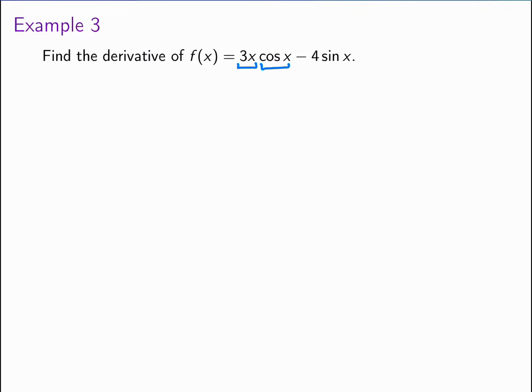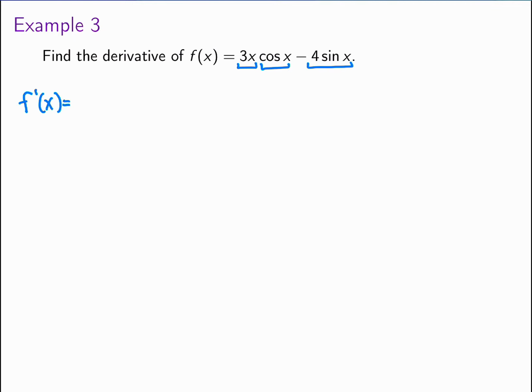This second one, you may see, 4 times sine x, and you may think you'll need the product rule. But don't forget that the 4 is a constant multiple. So that 4 can just hang out and we can deal with it later. So let's find our derivative. So f prime of x.